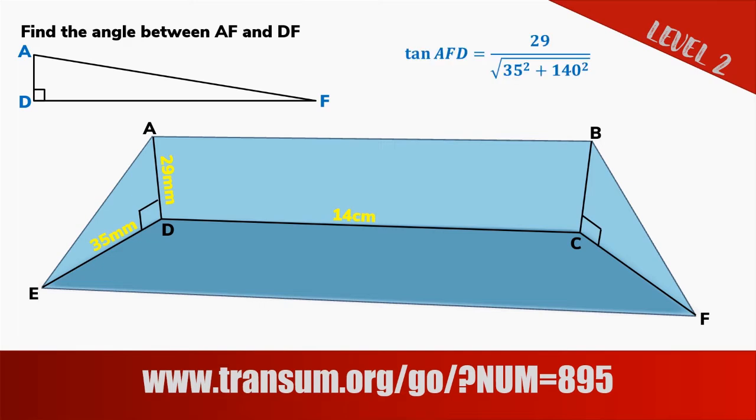So just as before, we have a look at another right angle triangle in the base of this prism, and that enables us to use Pythagoras' theorem with the 35 and the 14 centimeters, which of course is 140 millimeters, and I've put that in the calculation using standard trig, that the angle then is the inverse tan of 29 over the square root of 35 squared plus 140 squared, which turns out to be 11.4 degrees, correct to three significant figures. And yes, I was expecting a very small acute angle, so that angle does seem right.